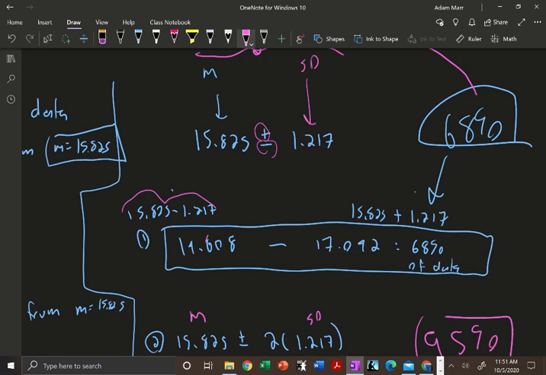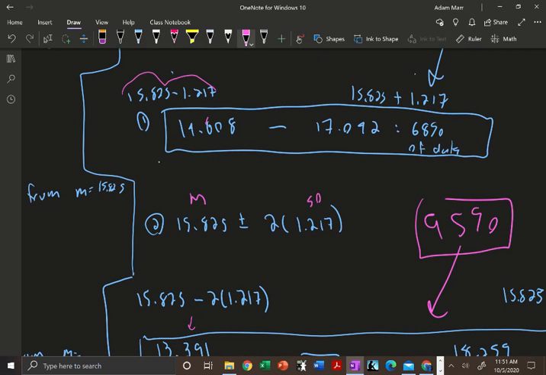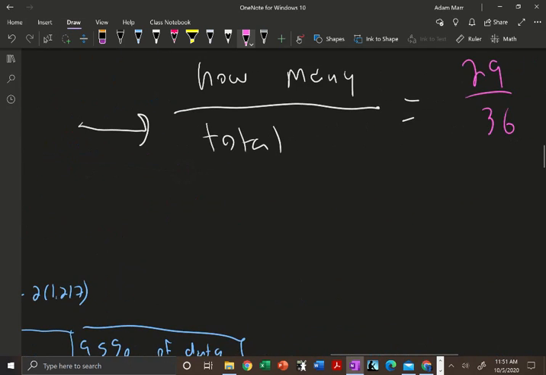What we're trying to think about right here is a number line. We have right here 14.608, and we have right here 17.042. We want to figure out how many values are in between 14.608 and 17.042, and whether that is 68% of our data. So what do we do? We figure out how many values are between and divide it by the total.